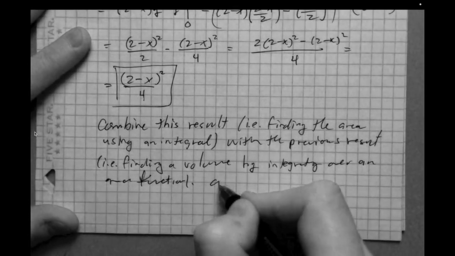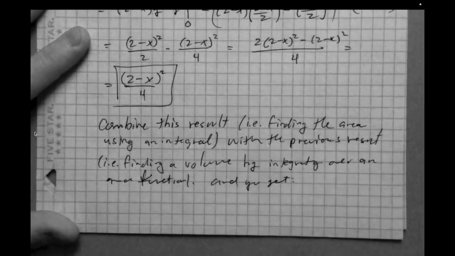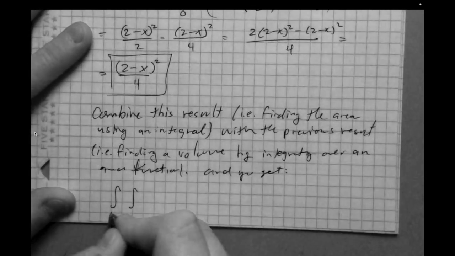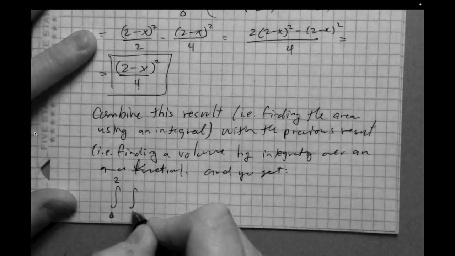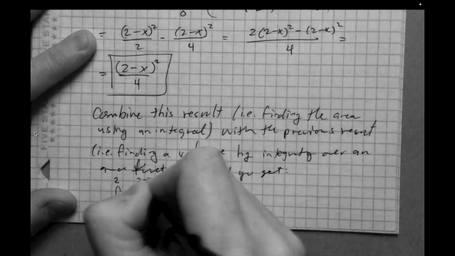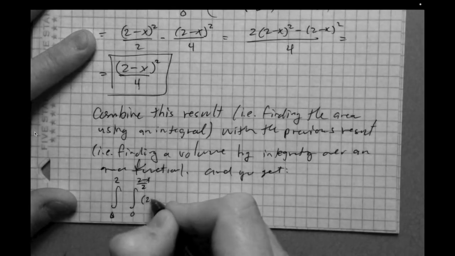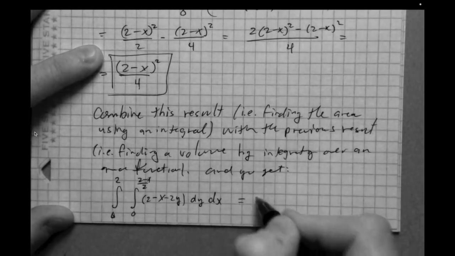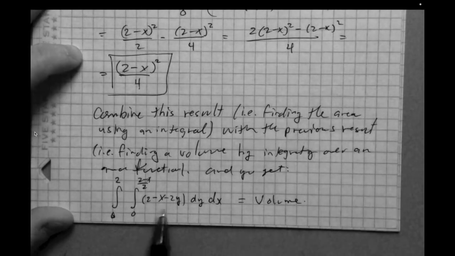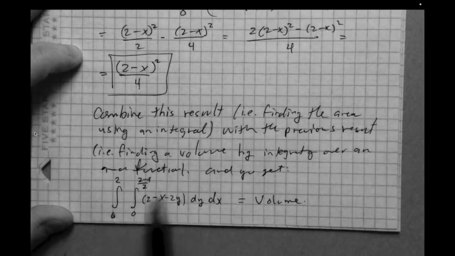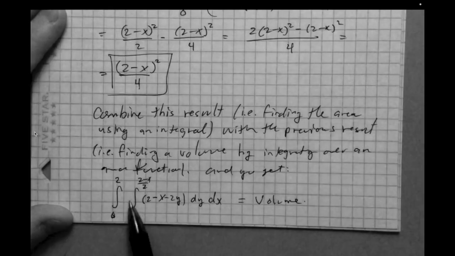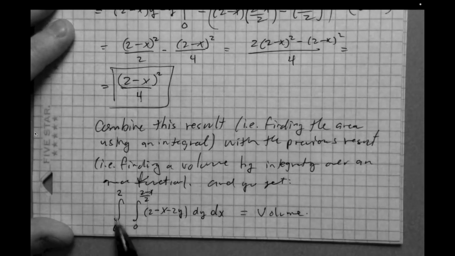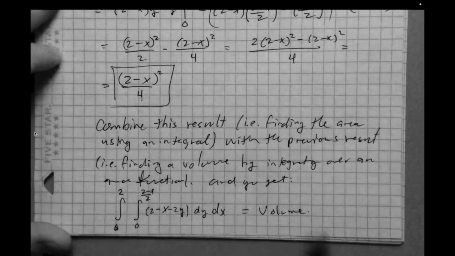What do we get? Well, what we get is this iterated integral: the integral from 0 up to 2, and then from 0 to 2 minus x over 2, and then the function itself, 2 minus x minus 2y, and then dy dx. This is equal to the volume. Obviously this inside one is the one we just did. So we know when we integrate this inside integral, we're going to get this. And then when we integrate this with respect to x from 0 up to 2, we're going to get 2/3.